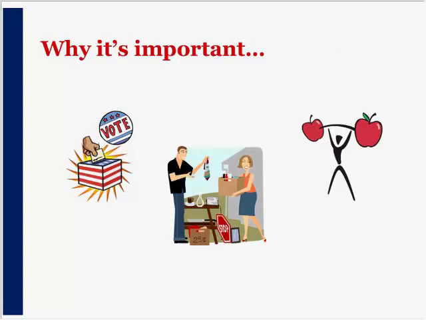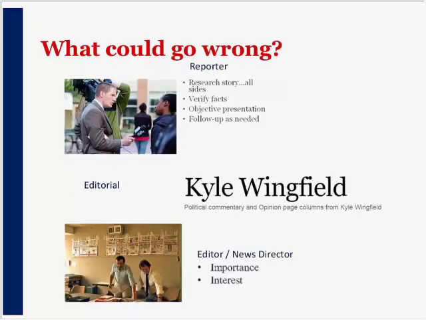The reason that having accurate news is so important is that people take this information that they learn in the news to vote for people, which certainly has a big impact on our lives, in their purchases, so where they spend their money, and in their health. Are they doing things that will make them healthy based on the news? So you can see where there could be some things that could go wrong in each of these categories here.